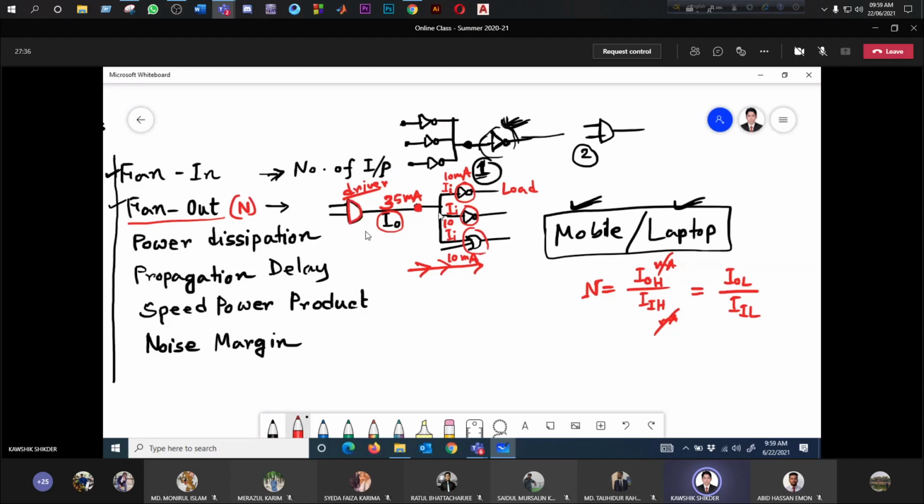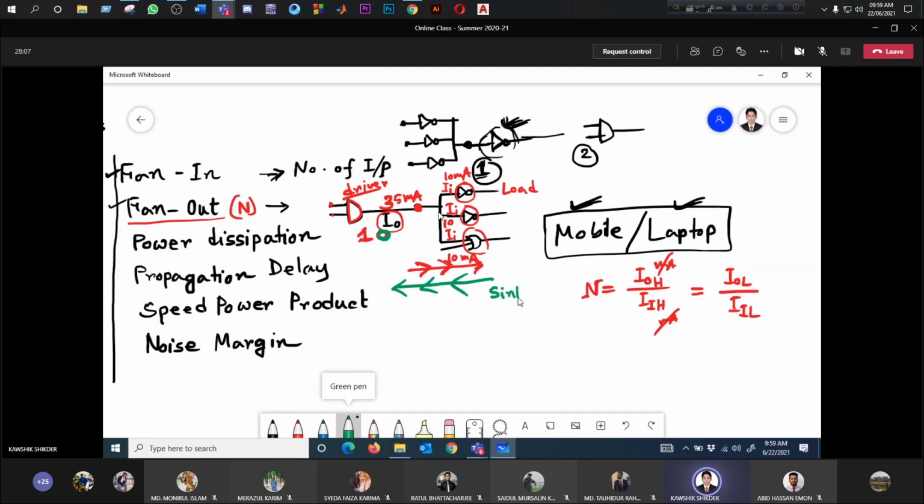For low state, that means the output of this AND gate can be either high or low, right? Based on the inputs, the output of this AND gate can be either high or low. That means when the output is high, under high state output condition, the direction of current will be this one. And what about low state? If the output is low for this AND gate, then the direction will be opposite, that means from load to driver. Is it clear now?